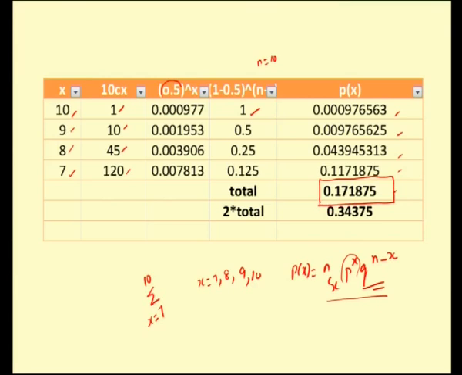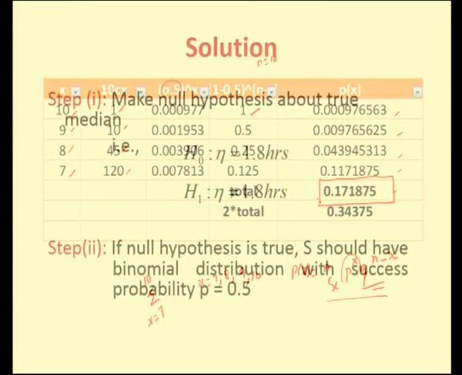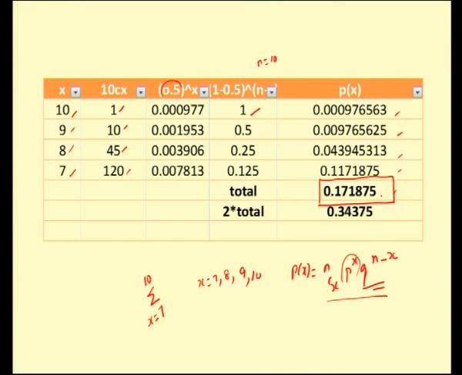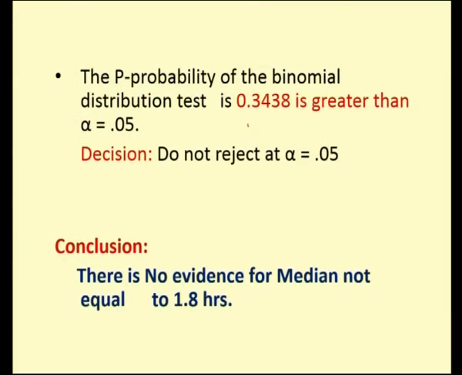Now your hypothesis is nothing but you want to check whether the number of hours is 1.8 hours against the alternative not equal to 1.8. Therefore it is a two-tailed test. Hence the total probability value multiplied by 2 will give you 0.34375. Here we have found out the probability value, and you compare with your critical value alpha at 5% level.